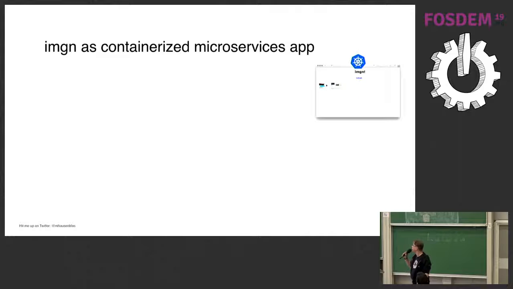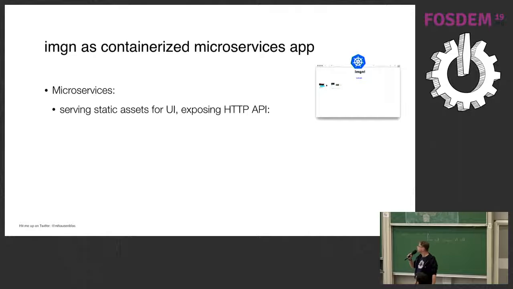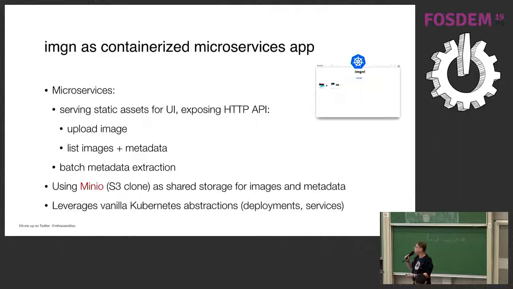However, if we look at that, we end up from that monolith with a couple of microservices. One is essentially serving the static assets, so the UI, CSS, and so on, and exposing the HTTP API, allowing you to upload an image and to list the images and the metadata. The other one is a batch metadata extraction. And again, the metadata is really just the dimensions here. And then I'm using Minio, which is essentially an S3 clone, to store the images and the metadata.